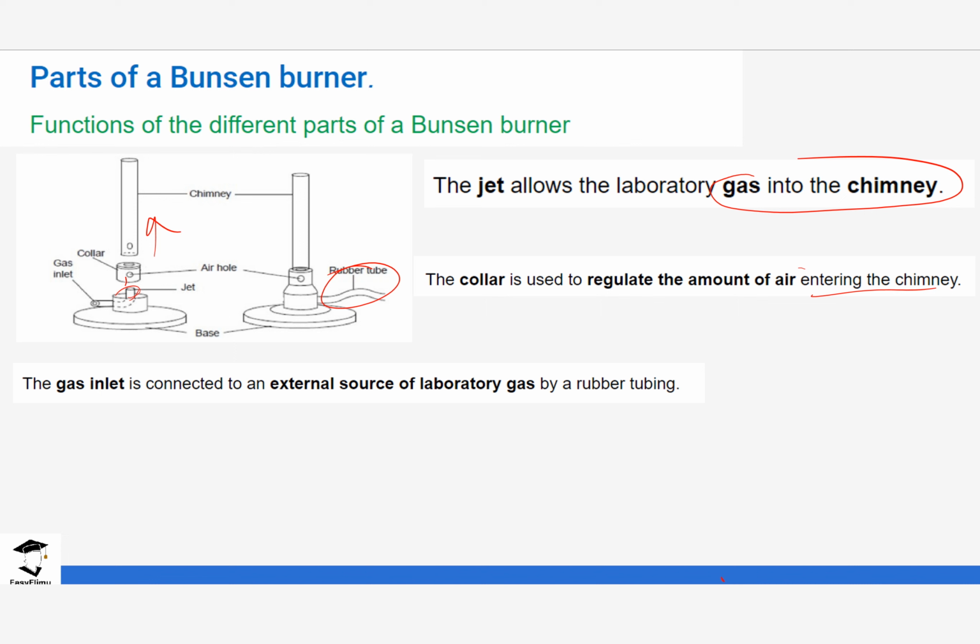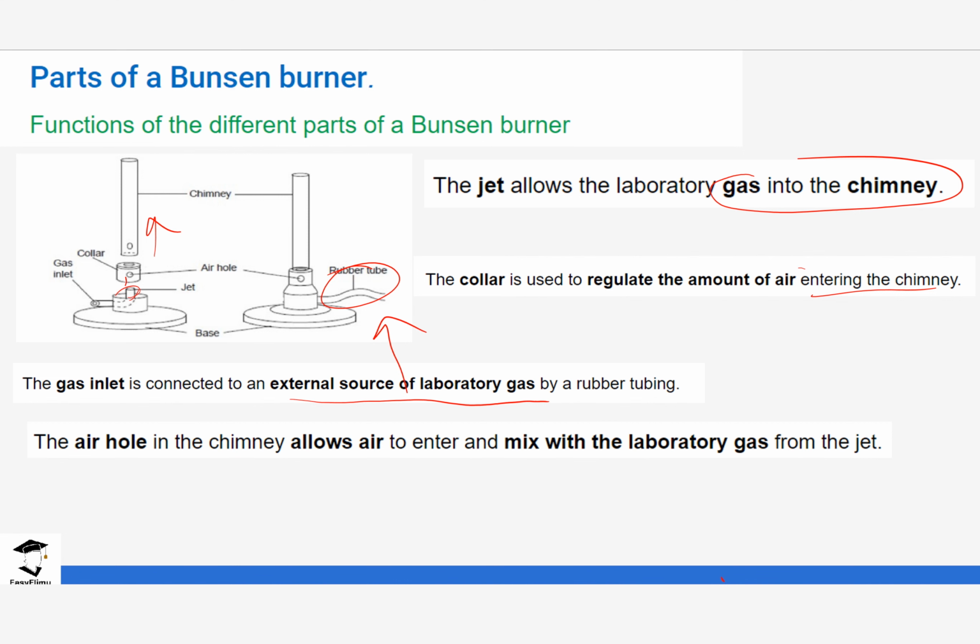And then we do have the gas inlet, which is usually connected to the external source of gas. That is what we have just said. So this rubber tubing is connected to the laboratory gas wherever it is located. Some are usually placed on the benches, others are directly attached to the gas source. So you usually connect it to the gas inlet. It is mostly metallic, but it can also be just a rubber tubing.